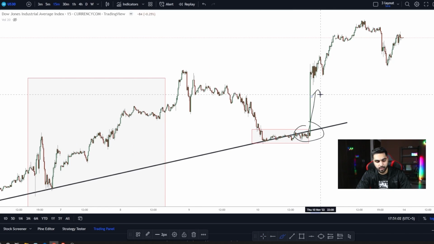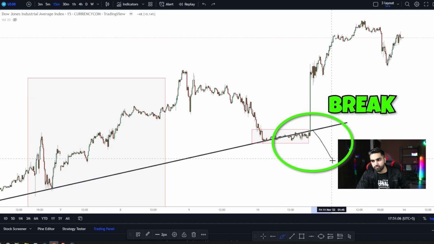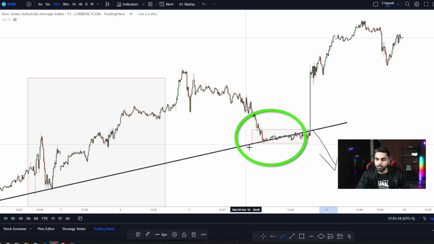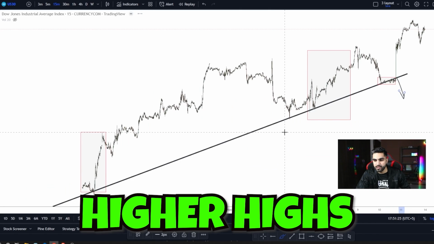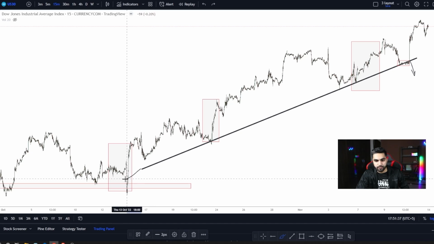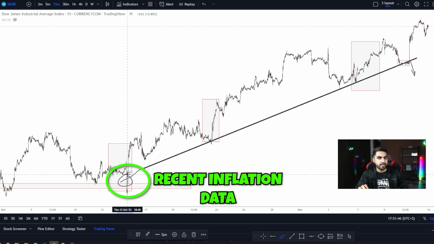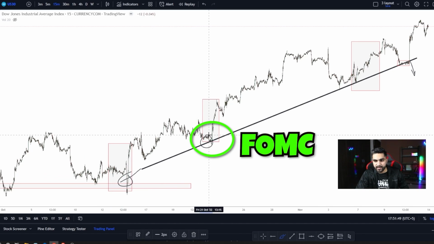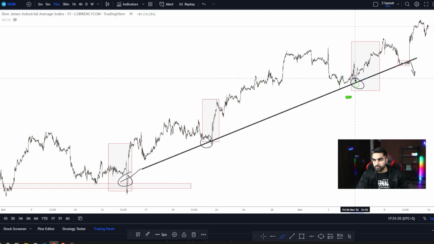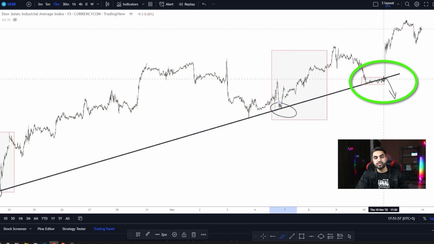So when I was waiting, I knew either we are gonna reject from this level and go to the upside, or the other scenario is that we will break this trend line and start the overall 4-hour daily time frame market direction. These are the two things that were gonna happen, and we were also having the range right at the trend line. We can see how well the market is making higher highs and higher lows, and every time we come to this trend line, we respect this area based on some sort of fundamentals. We respected it right here because of the recent inflation data. We respected it right here because of FOMC. We respected it right here because of NFP. So either we are gonna respect this level or we will just break it to the downside.